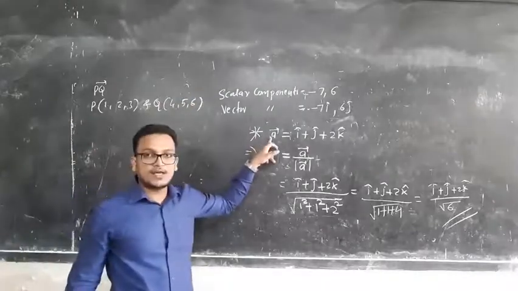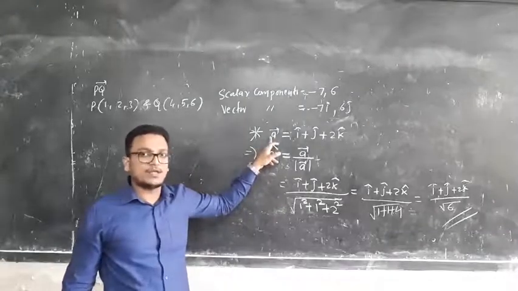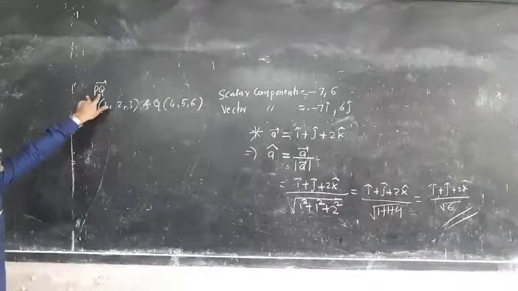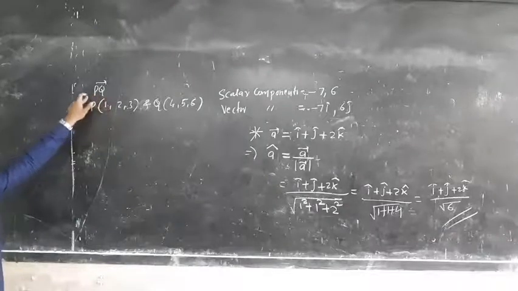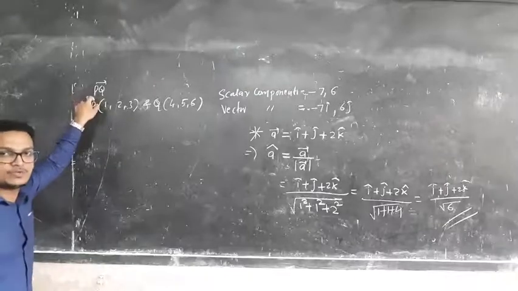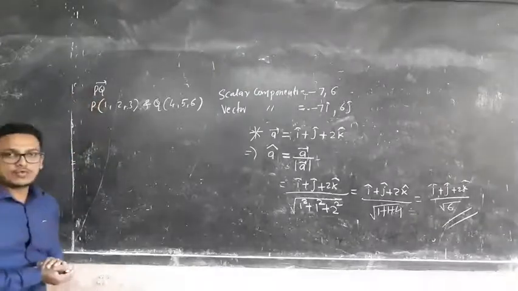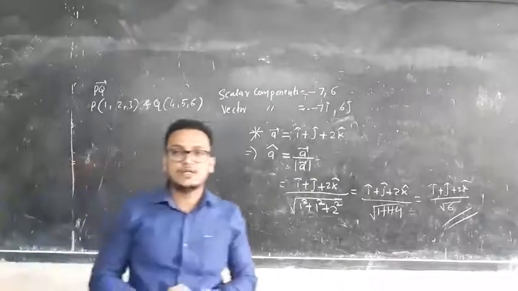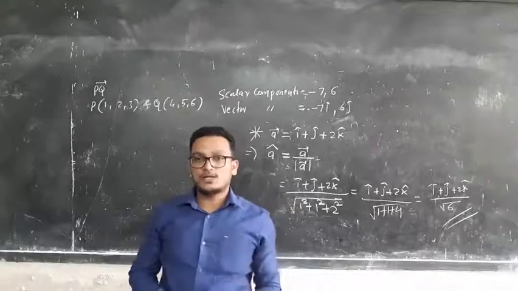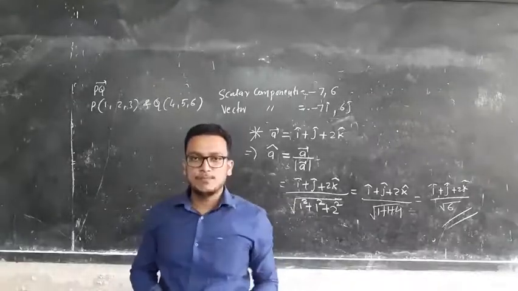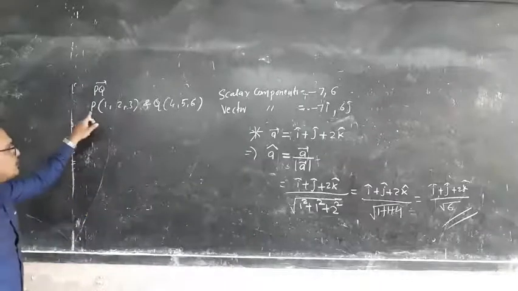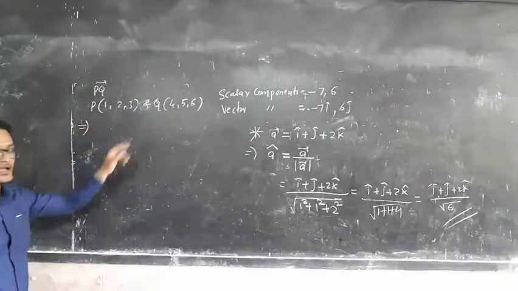The previous question was to find the unit vector in the direction of the vector A. Now here it is the same: find the unit vector in the direction of the vector PQ, which means PQ cap. To find PQ cap, the formula is vector PQ divided by the magnitude of vector PQ. But for that you must have vector PQ first, so let us write the points P and Q in component form.